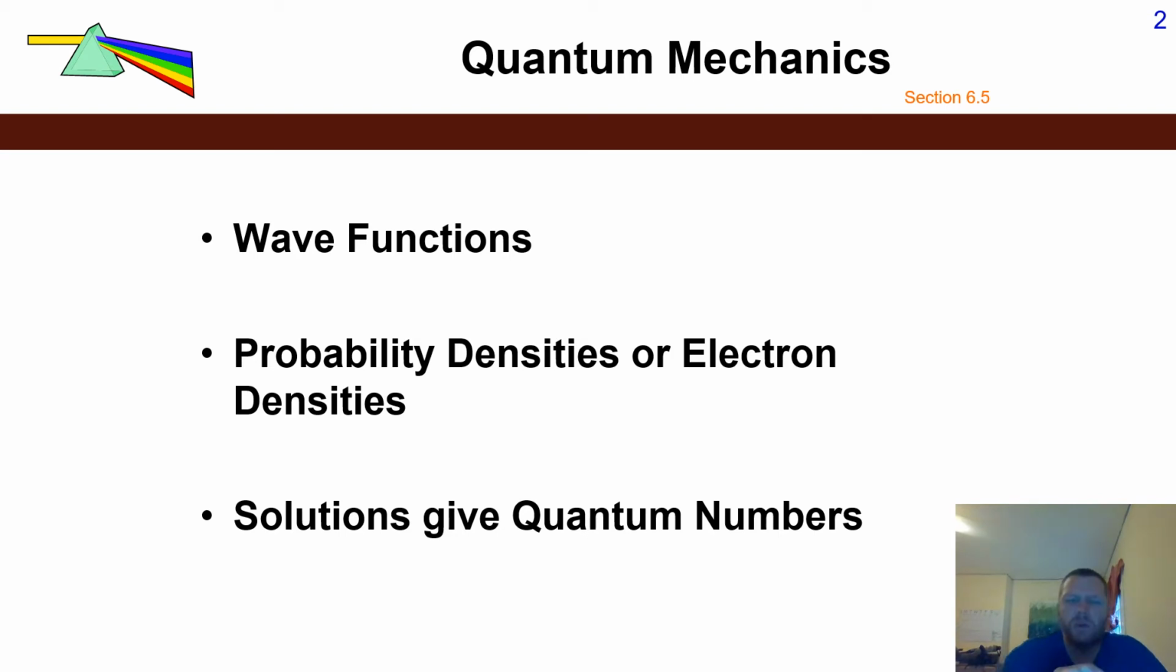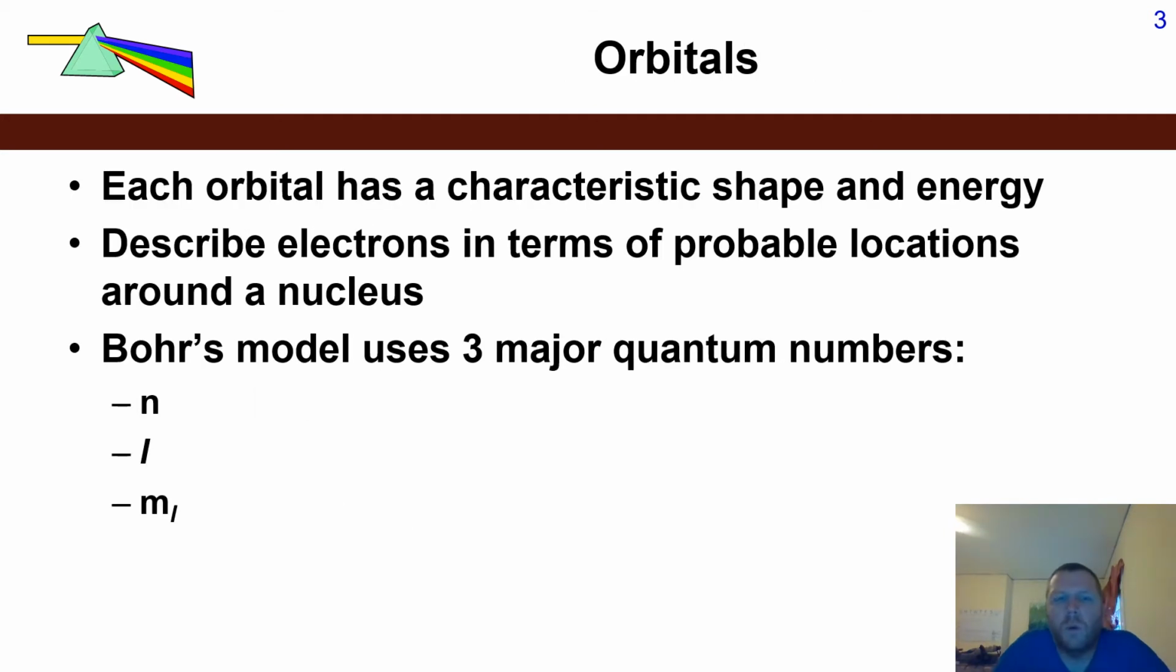Now, the best way to articulate this, and what Niels Bohr was very helpful in doing, was coming up with a series of quantum numbers to show where electrons are. Quantum numbers can be characterized by orbitals, and they have specific shapes and energies. Orbitals describe electrons in terms of probable locations around a nucleus, and Niels Bohr came up with three major quantum numbers to give all of that description.